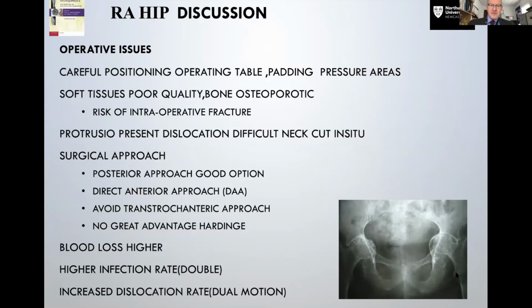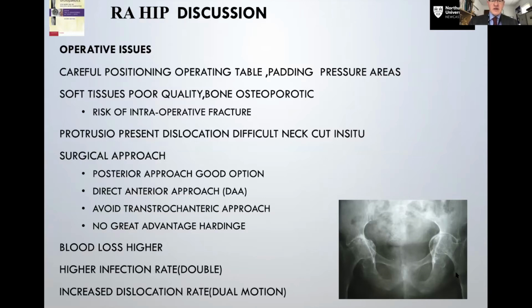A protrusio may be present, and so dislocation is almost impossible, and you'll therefore have to perform a neck cut in situ. Surgical approach: the posterior approach is a good option. The direct anterior approach can be used. Avoid the transtrochanteric approach because of the risk of non-union. There's no great advantage to using a different approach for the rheumatoid patient unless it's your standard approach, and performing another approach would mean you're likely to encounter more complications.